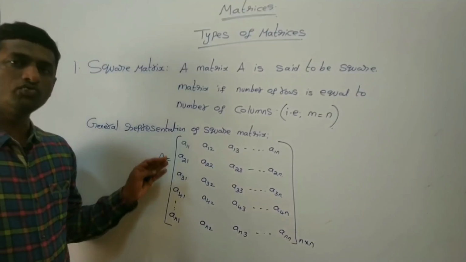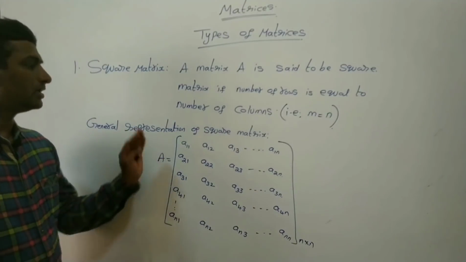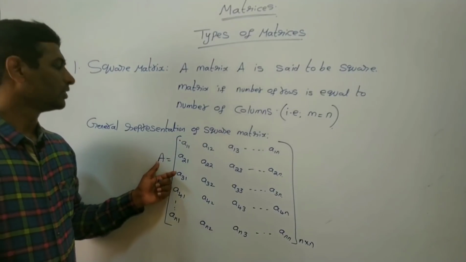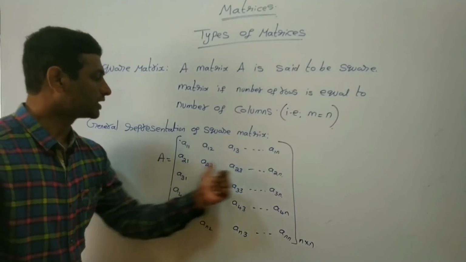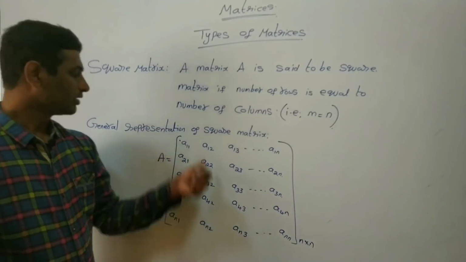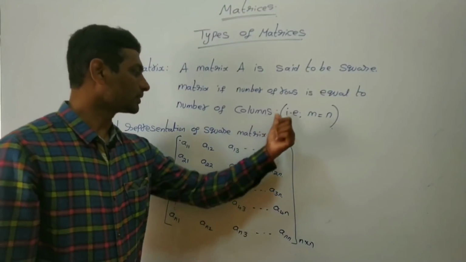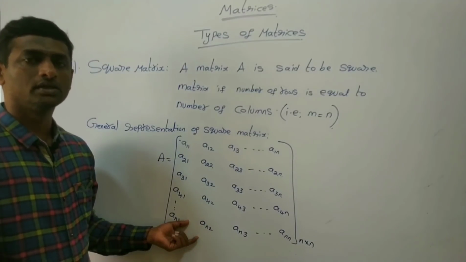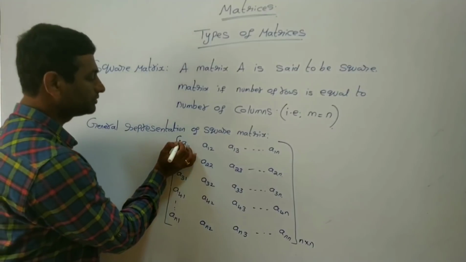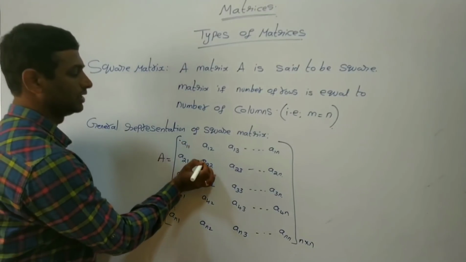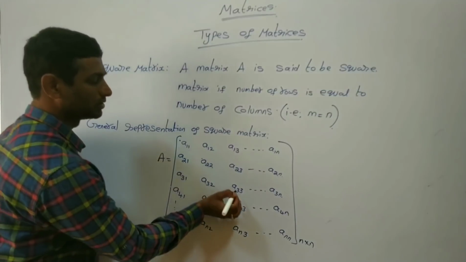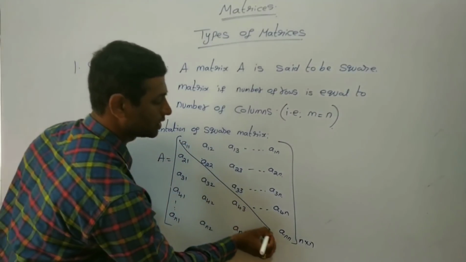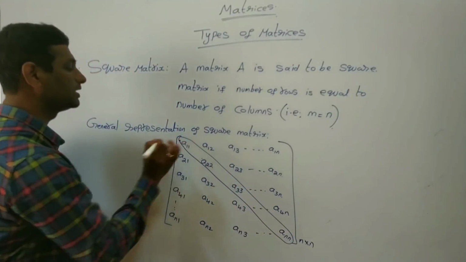As we move from top to bottom and left to right, this is the first element of the matrix, which has first row, second row, third row and nth row. First column, second column, third column and nth column. So it is an n by n square matrix. And if you see the first row first element, second row second element, third row third column and nth row nth column, these elements are called principal diagonal elements.